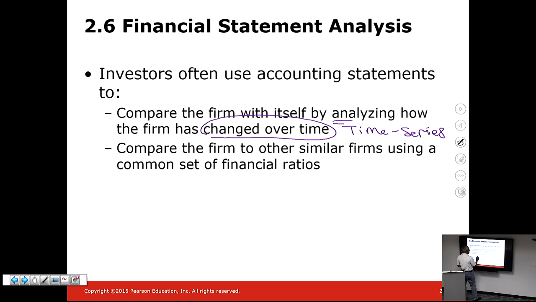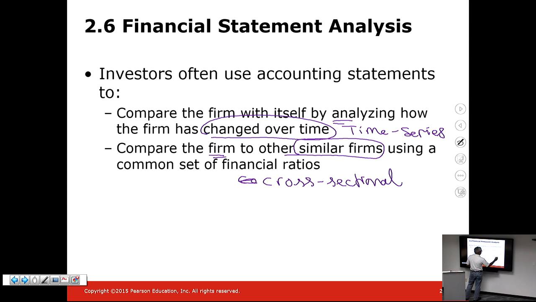And then also we can compare the firm to others, and the key word is similar firms. And we call that a cross-sectional analysis. So either we can do a time series analysis or a cross-sectional analysis. And this is useful for several purposes.